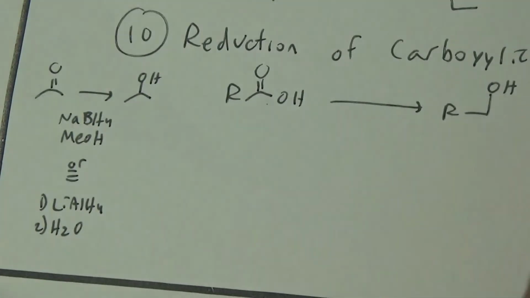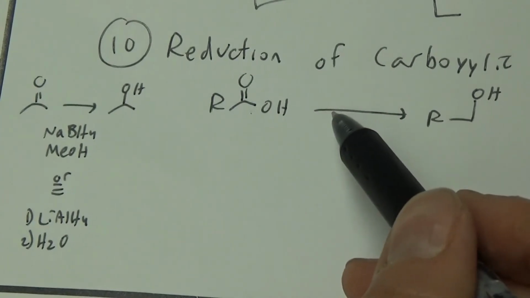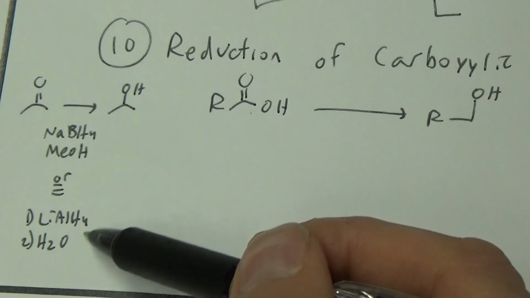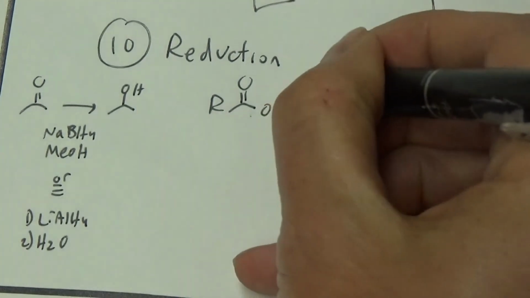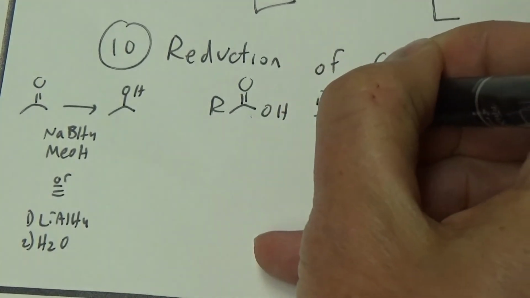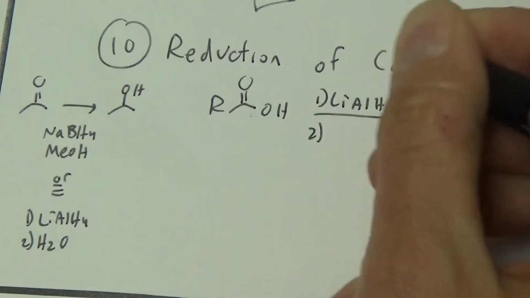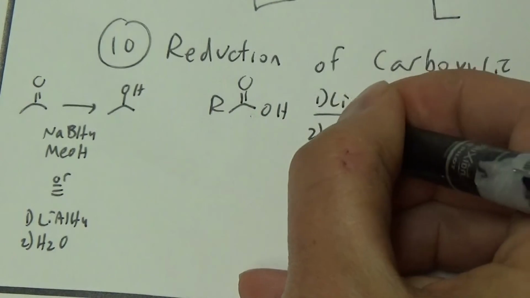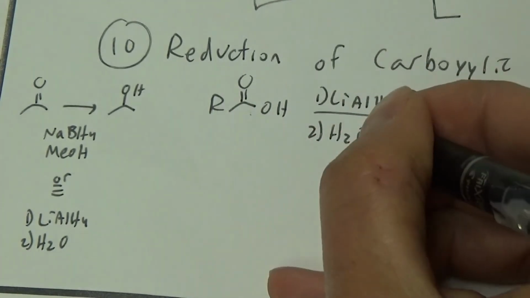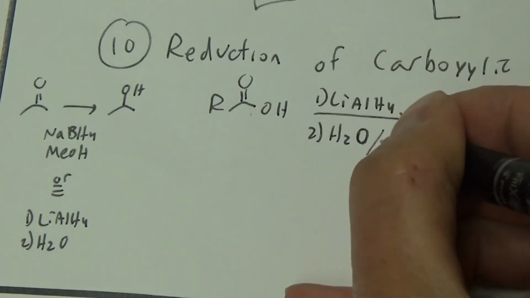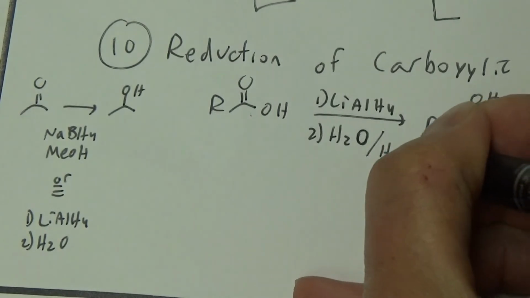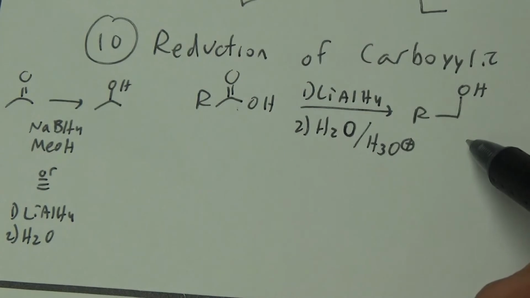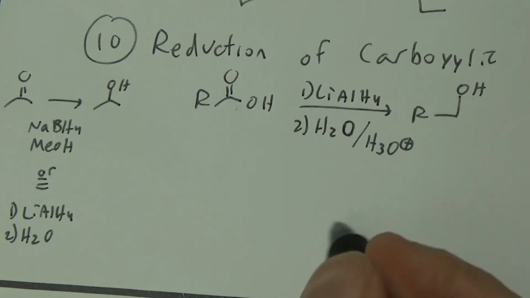So when we want to reduce a carboxylic acid, we can't use the simple stuff. We've got to use the crazy stuff. You've got to use lithium aluminum hydride, the more reactive stuff, just because a carboxylic acid is not as reactive as a substrate. Then H3O, you need a little bit of low pH, and that makes a primary alcohol. We'll show the mechanism in a second.